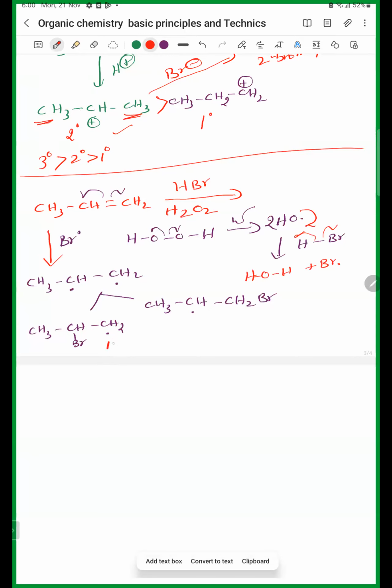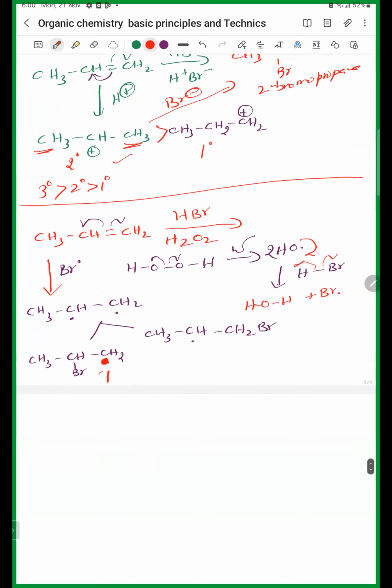Say it the same way as you said for the carbocation. Whether it is a primary, secondary, or tertiary free radical, it depends on the carbon which has the odd electron. This carbon, sir, is primary. For this one, it's secondary. So among these two, which is more stable? Secondary is more stable, right? Always, because this group can donate sigma electrons, through which it can be stabilized. Here the bromine is attached, so it cannot donate the electron.